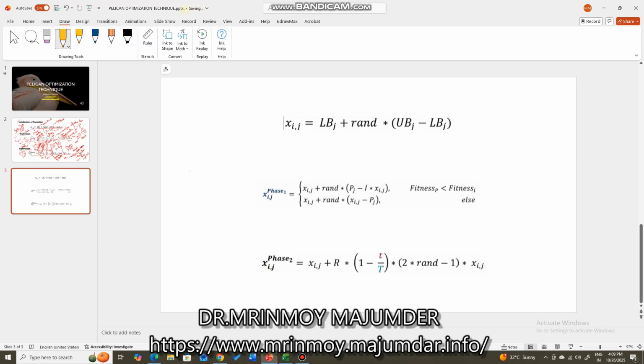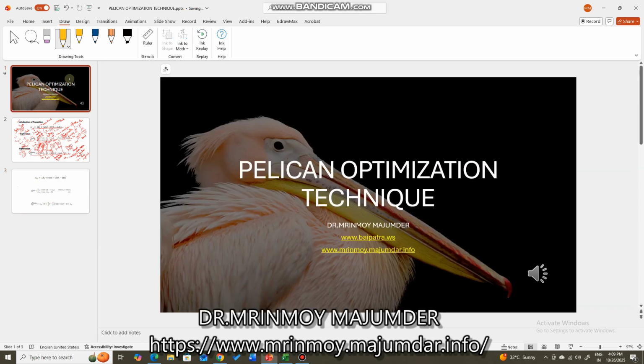Hello and welcome to yet another session on bio-inspired optimization technique. Today our goal is to explain the Pelican optimization technique, where the technique is inspired by the food foraging behavior of the pelican birds. The way the pelican birds search, identify and catch their prey, that same process was mimicked in this optimization technique. So let us begin with an example.